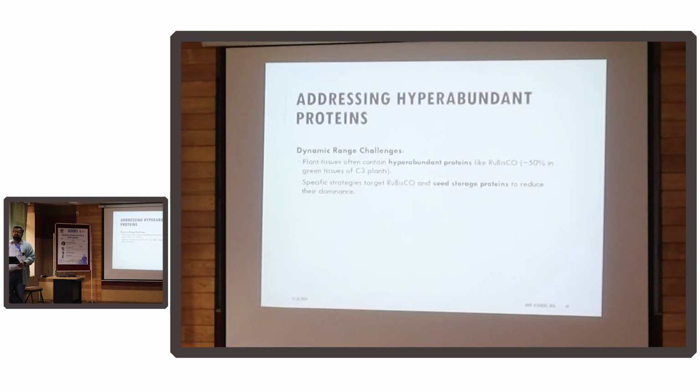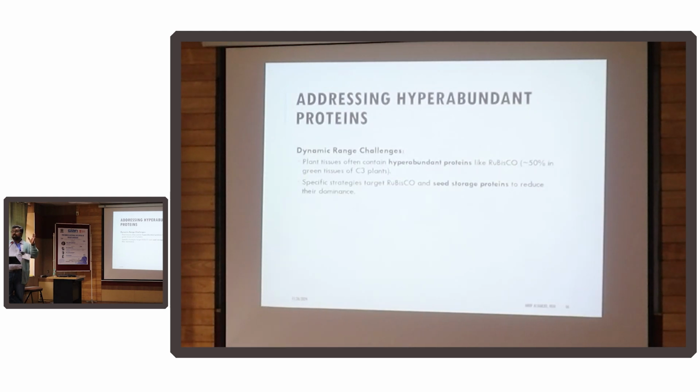Another challenge is hyperabundant proteins. This is a challenge that we often face. In plants, specifically the green tissues of C3 plants, they have rubisco, right? I'm not from botany, but what is rubisco? It's an enzyme, and it's hyperabundant. And just like we were discussing that we should not have too many abundant proteins, they will mask your results because it won't allow you to see the finer details, the finer structure. So there are also specific strategies to target rubisco and storage proteins to reduce the dominance.